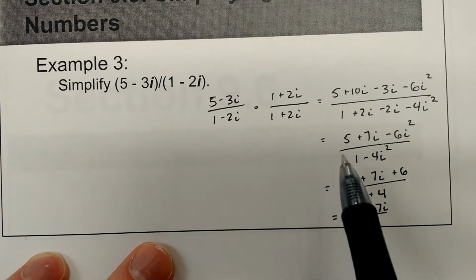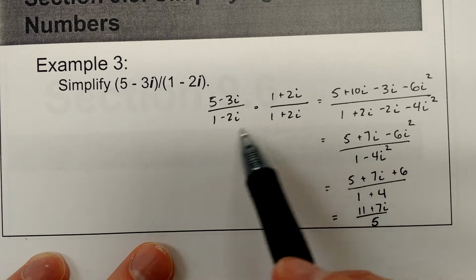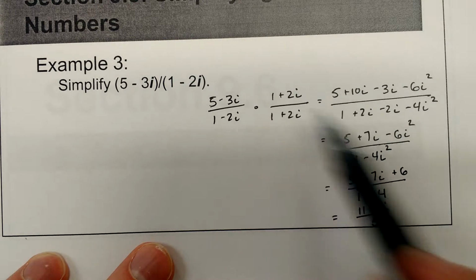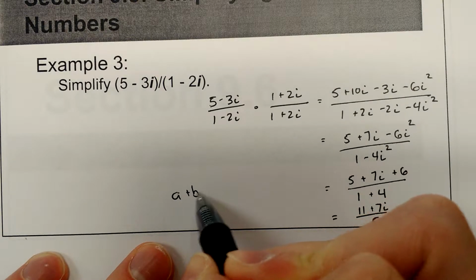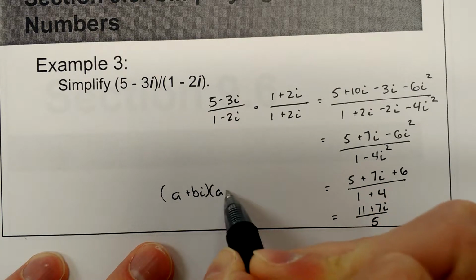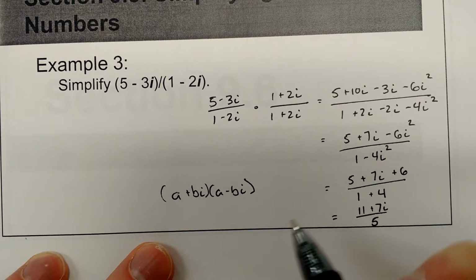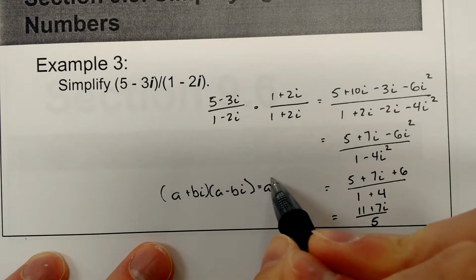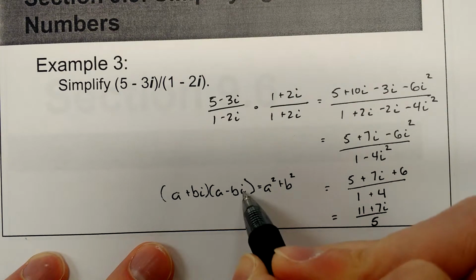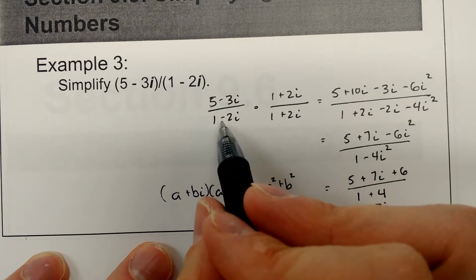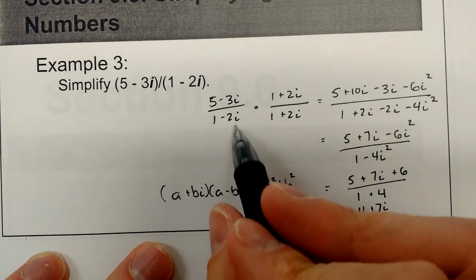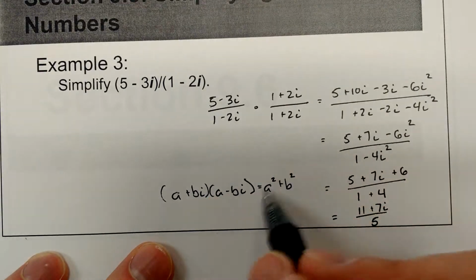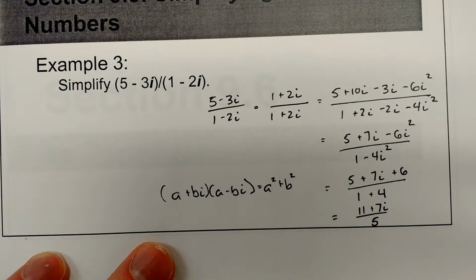Now there is a little bit of a trick for the denominator. If you saw, that's a whole lot of work to get down to just a number. That's actually always true. If you have a plus bi times a minus bi, this is always equal to a squared plus b squared. You ignore the i. So in my problem up here, a is 1 and b is 2. So 1 squared is 1, 2 squared is 4, 1 plus 4 is 5.